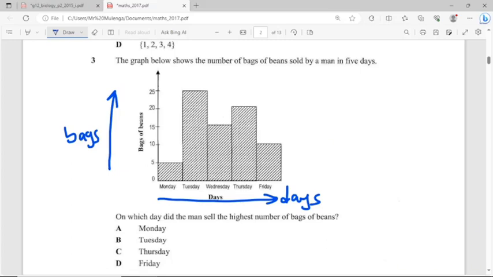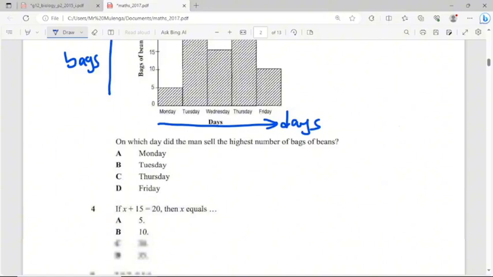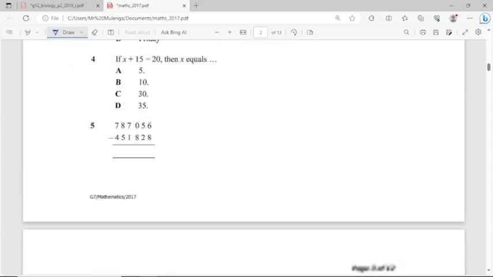On which day? So just go there on the histogram. This is the histogram. Okay, just check which one is the highest. You can see that this one is the highest. Okay, he sold 25 bags of maize. Now what day is this? It's Tuesday. Okay, so check on your answer. Where is Tuesday? It's on B right here. Okay, we are done. We now come to question 4.